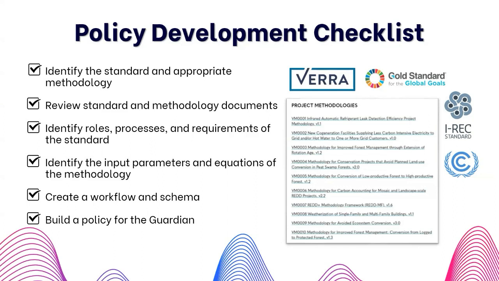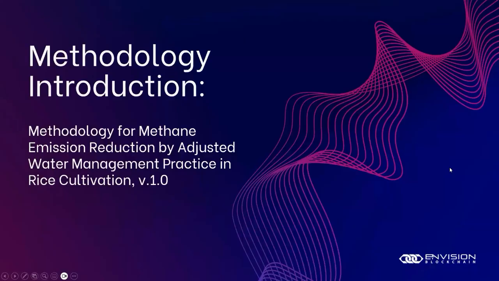Step 5 is to create a workflow and schema. This is when you would develop a clear workflow and schema that outlines the step-by-step processes for using the Guardian within your project. So this will help streamline operations and ensure consistent application as this policy is being used. And then the final step is to use our policy configurator and put all those blocks together to create a policy for the Guardian. So now we're going to go into a methodology introduction.